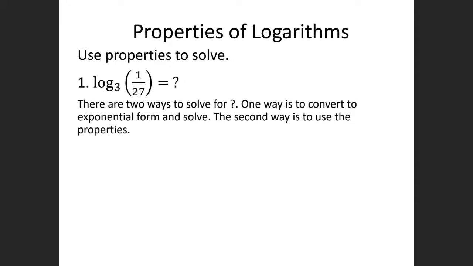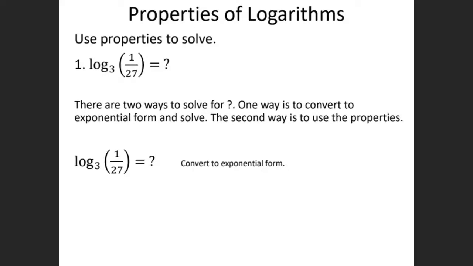Again, my calculator only does log of base 10, but I can use my properties to solve. So let's look at converting it to exponential form. And again, I think this is the easiest and fastest way to solve these problems. So here I have a log of base 3, input 1/27. So my base for my exponent has to be 3. The input of the log becomes the output, and what I don't know is the output of the log, which becomes the input of the log.